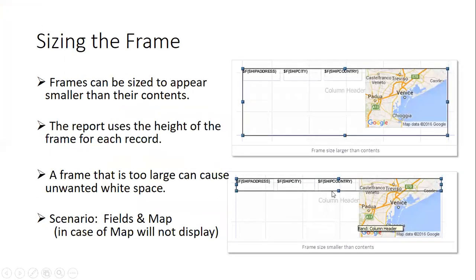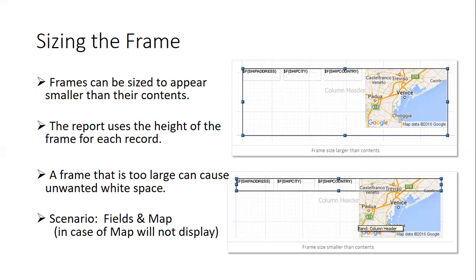Now, let us move on to sizing the frame. Frames can be sized to appear smaller than their contents. The report uses the height of the frame for each record. A frame that is too large can cause unwanted white spaces. Let us consider the scenario of a report that consists of fields and maps. On the slide, you can see that the report is designed with the fields and a map. In the first image, you can see that the frame size is larger than its contents. In the second image, you can see that the frame size is smaller than its content.